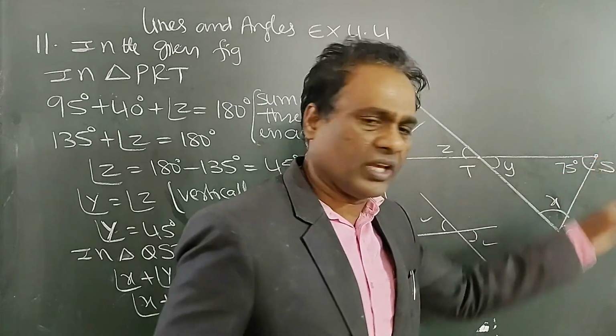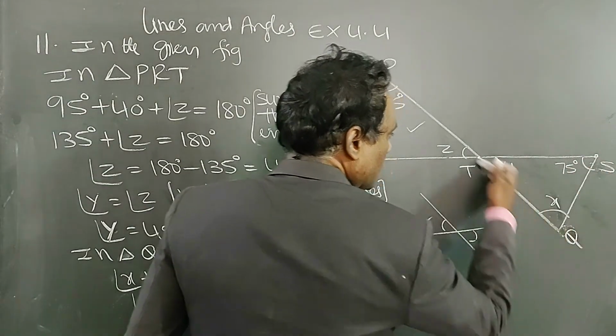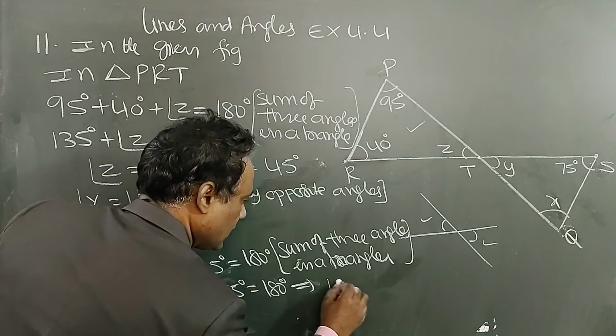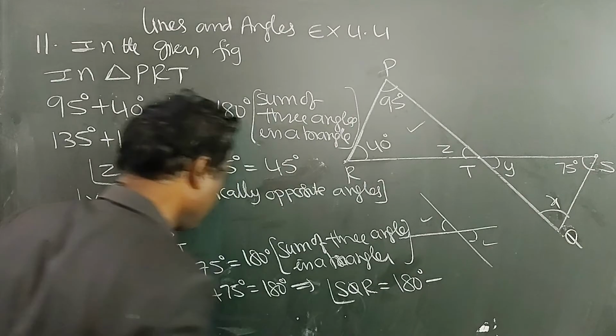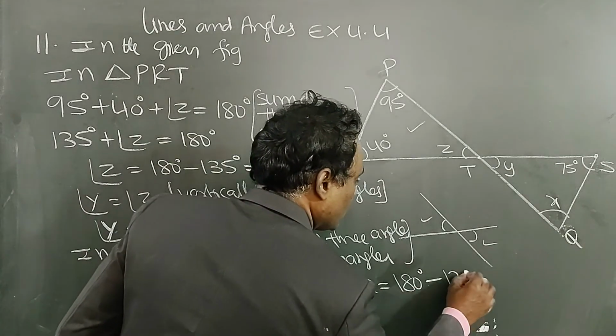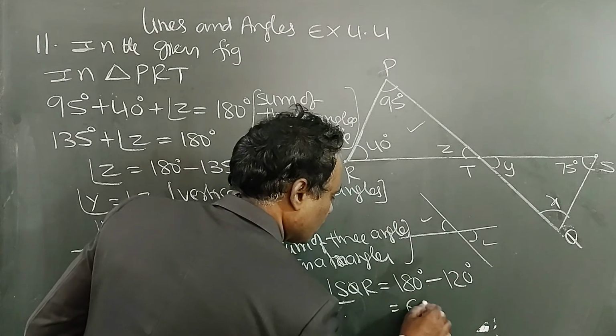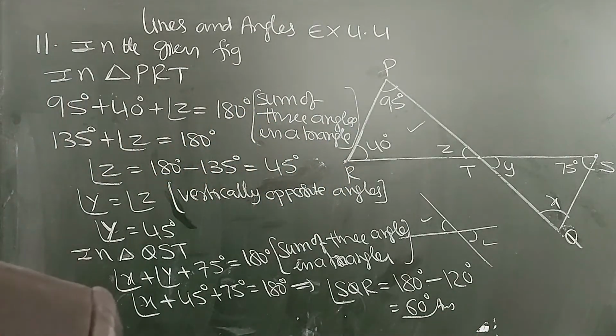is also called SQT or TQS. As per the textbook you write. In the textbook how it is represented? It is written as SQT. See here, angle SQT is equal to 180 minus 75 plus 45, which is 120. So 180 minus 120, 60 degrees is the answer. That's all, students.